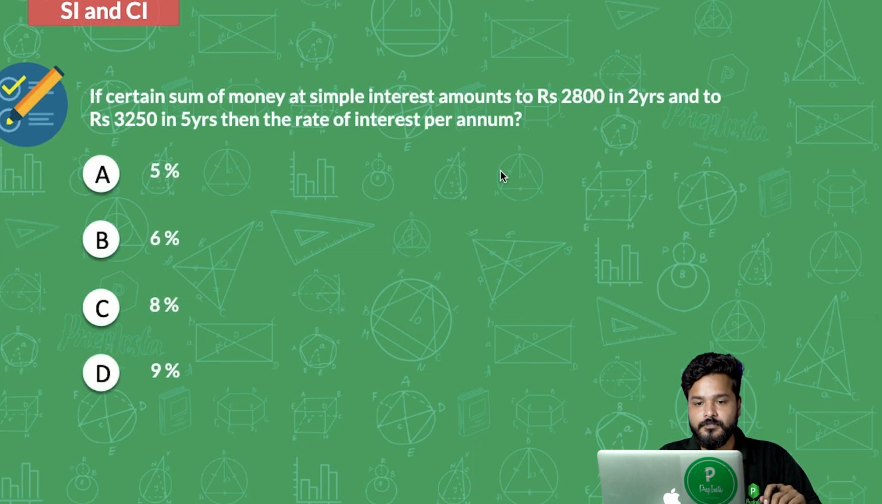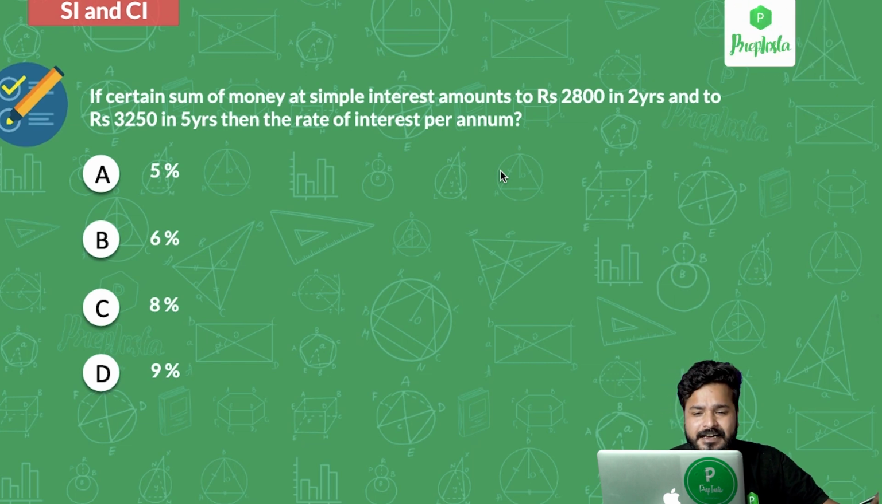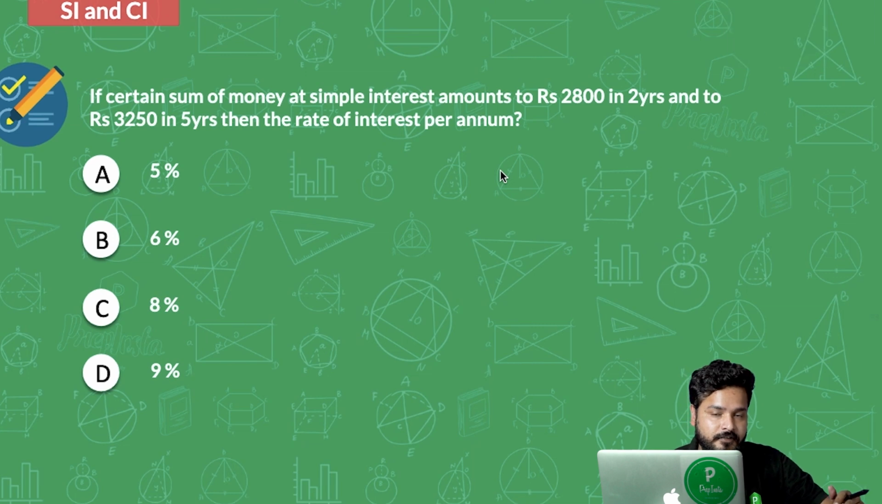Okay. Coming to the next question, it says, if a certain sum of money at simple interest amounts to rupees 2800 in 2 years, and to 3250 in 5 years, then the rate of interest per annum is. So guys, take your time, think on this. A very easy question, just a little trick involved here. I'm giving you 60 seconds to solve this question, and then I'll solve it for you. Here's the timer of 60 seconds on your screen.